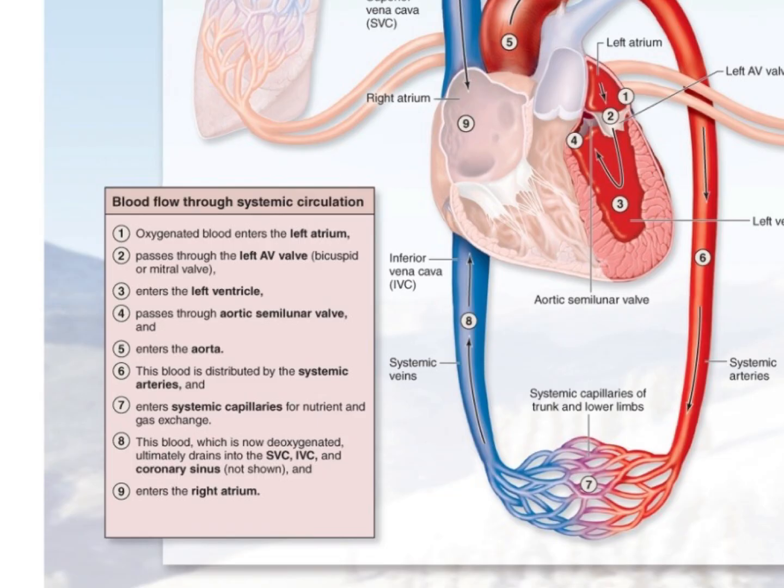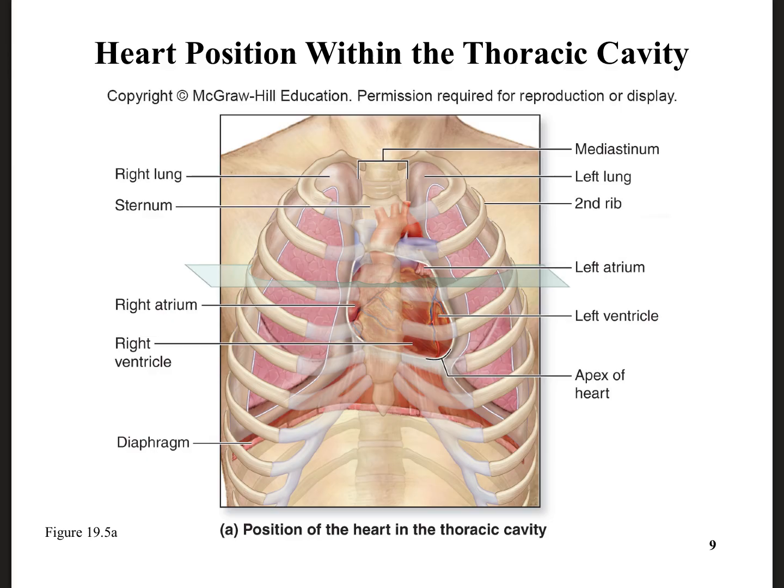All right? And also identify, most of this is in pink, right? So most of the systemic circuit has oxygenated blood except for the systemic veins, superior and inferior vena cava, because oxygen has been dumped. And most of the pulmonary circuit has deoxygenated blood because it's going to deliver that blood out to the lungs and return it back to the left atrium. Questions?